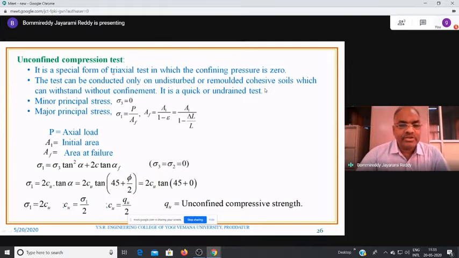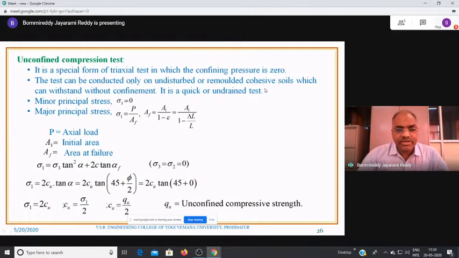No confinement means no lateral pressure applied onto the soil. So that's why the load applied here is only axial load. It is a special case of the triaxial test in which the confining pressure is 0. That means there is no cell pressure in both directions. Only axial load is applied. Accordingly, axial stress is acting on the soil mass.